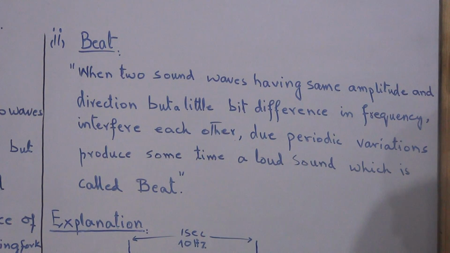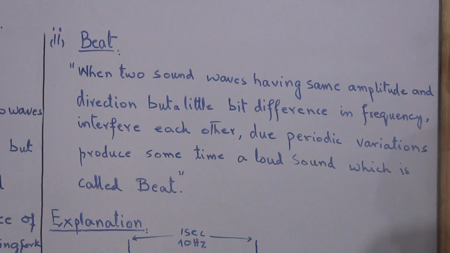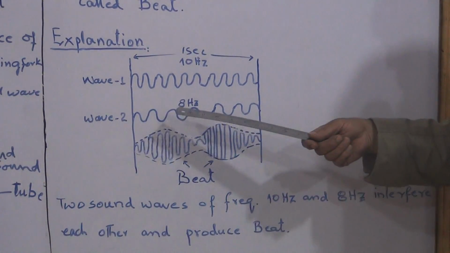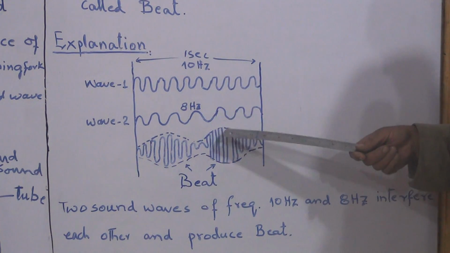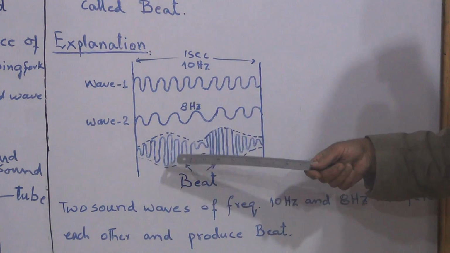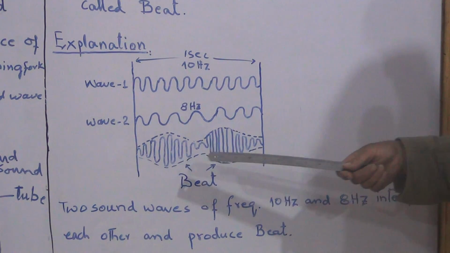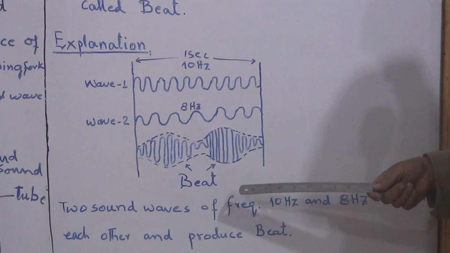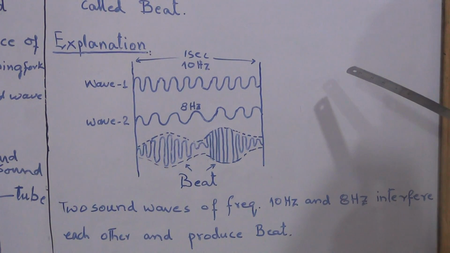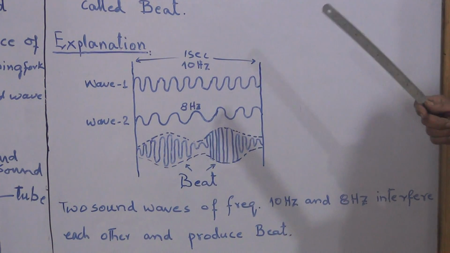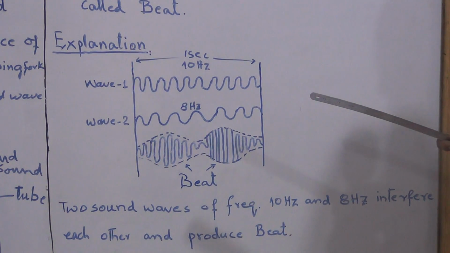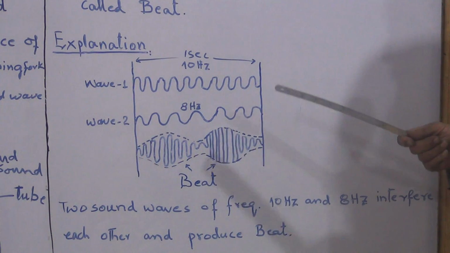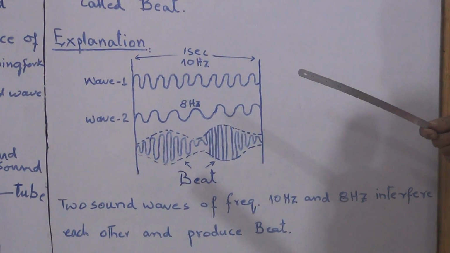So we can explain it. These are two sound waves. Wave 1 has 10 Hertz frequency and wave 2 has 8 Hertz frequency. Both the waves interfere with each other and sometimes produce loud sound which is known as beat. So this is the explanation of beat, meaning the applications of interference are beat and resonance. These are the two phenomena which are the applications of the interference of sound.